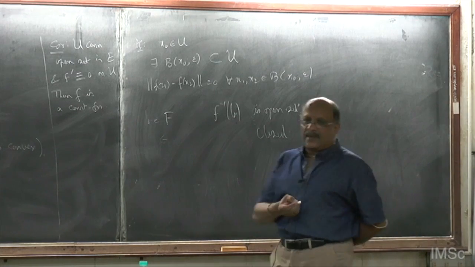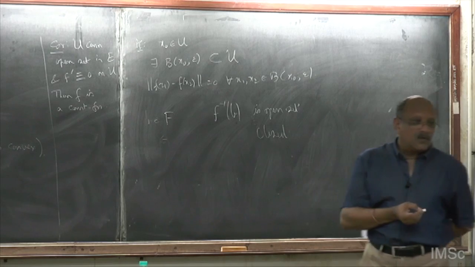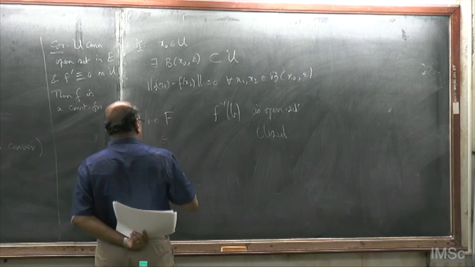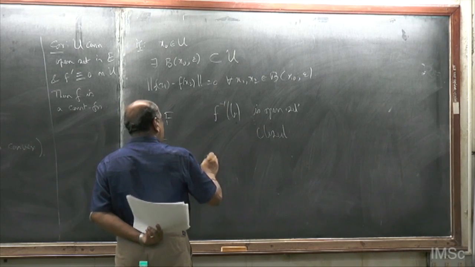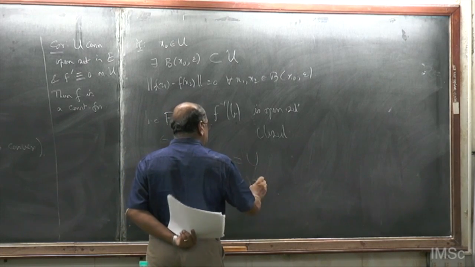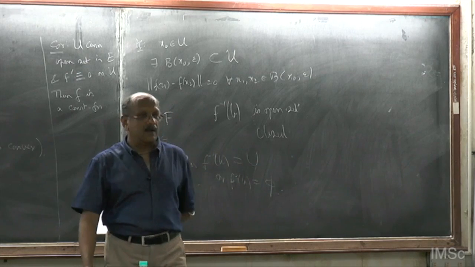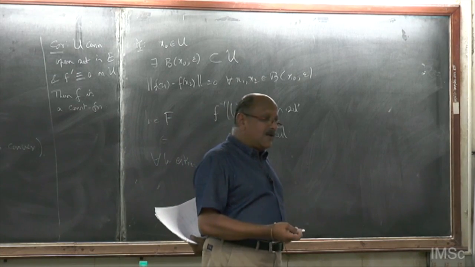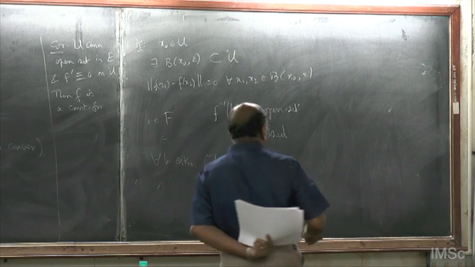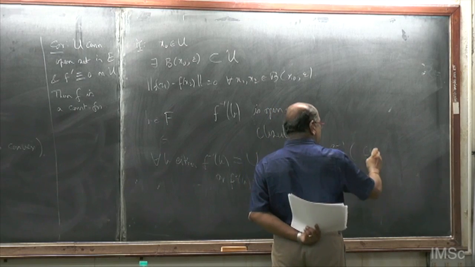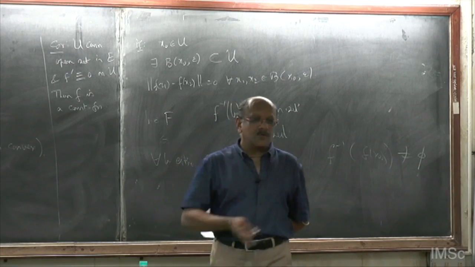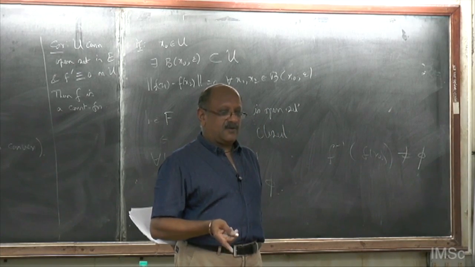So, f inverse of B is always open and closed, and U is a connected set. Therefore, for every B, either f inverse B is all of U or f inverse B has to be empty. Now, take a point x naught in U and take f of x naught, then f inverse of f of x naught is not empty. So, it will be all of U. So, the function is a constant on U.